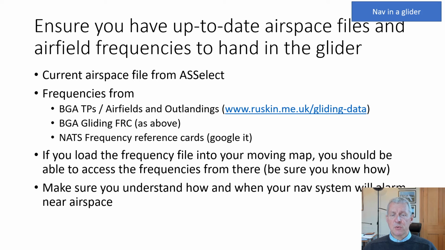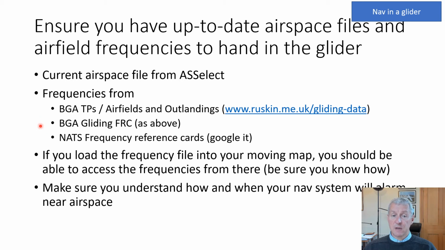We need to ensure that we've got up-to-date airspace files and airfield frequencies to hand in the glider. A few ways we can do that. The airspace file we can get from Airspace Select, and that's quite a nice way of doing it, partly because we can be quite selective about which things we want to see within that airspace file. I publish frequencies in a few files, so we've got the BGA turning points file and the airfields and outlandings file, and between the two of them that gives us all the airfield frequencies we might need, or at least the initial contact frequencies.